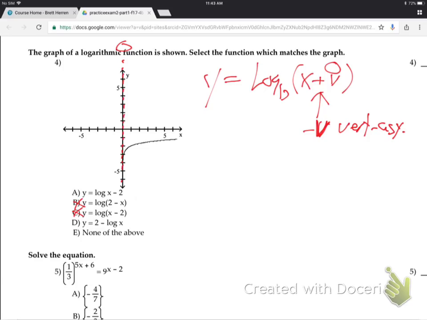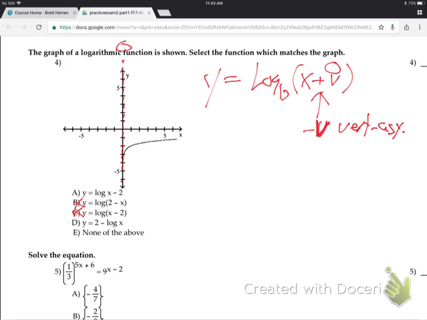Everybody see that? B and C would have a vertical asymptote. B would have one at positive 2. C would have one at negative 2. Or, I'm afraid, it's the opposite sign. But anyway, some kind of 2, not at 0. You with me? It's either going to be A or D.